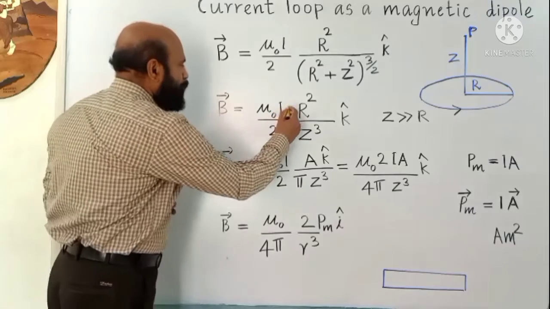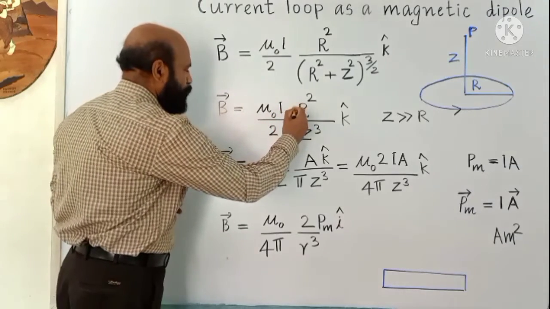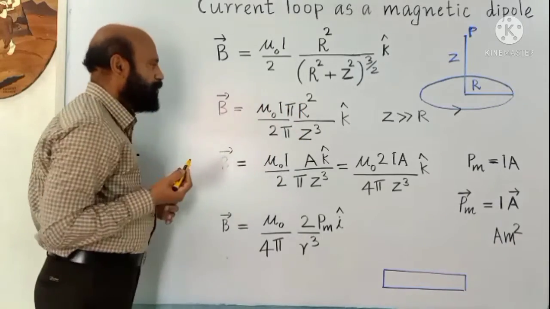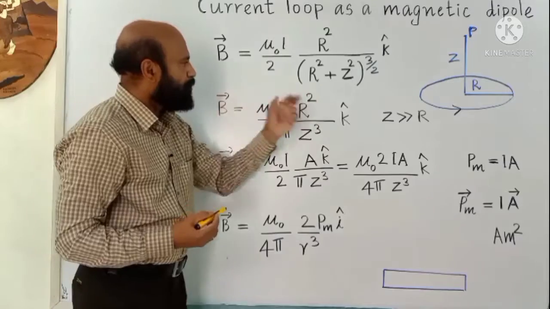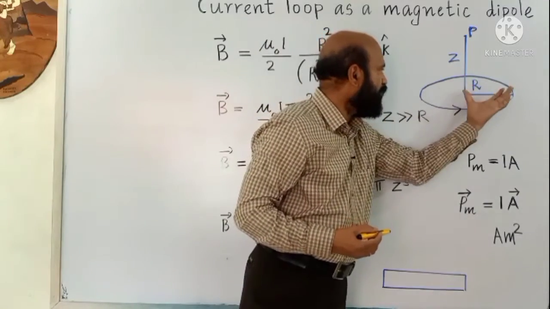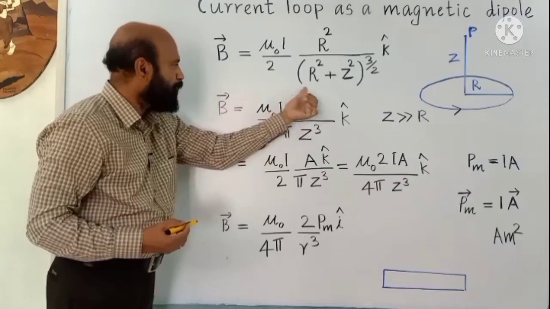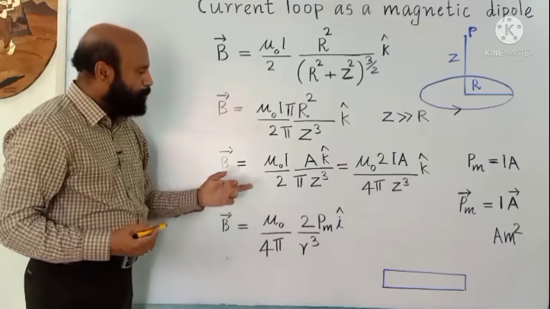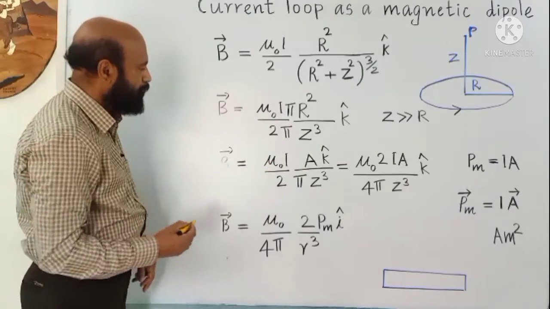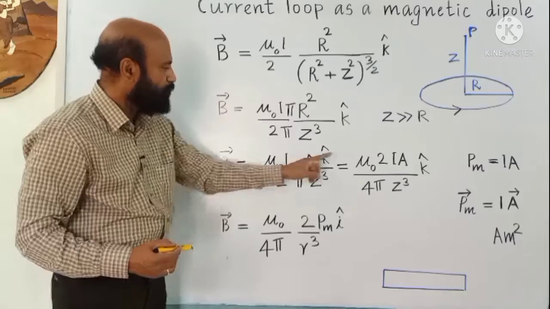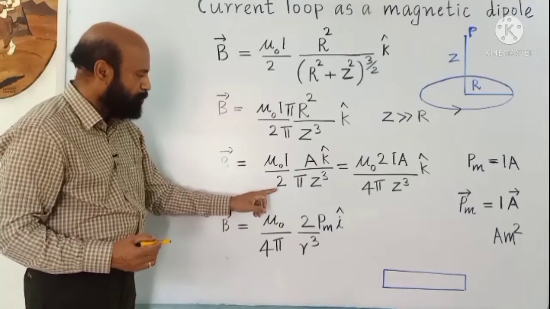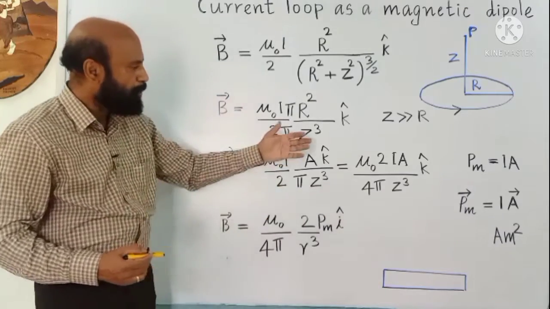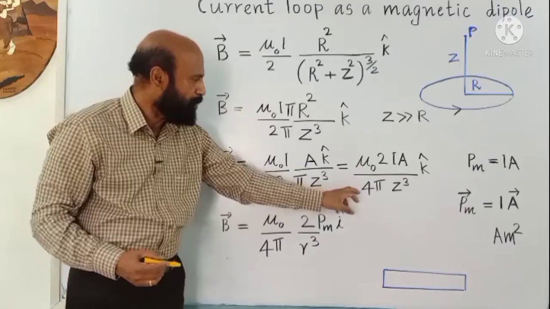Now you multiply numerator and denominator by pi. Then pi r square. This pi r square is the area of this coil, so for this pi r square you can write area of the coil. Now you multiply numerator and denominator by 2. When you multiply the denominator by 2, this 2 into 2 will become 4. So after multiplying numerator and denominator by 2, it will become like this.